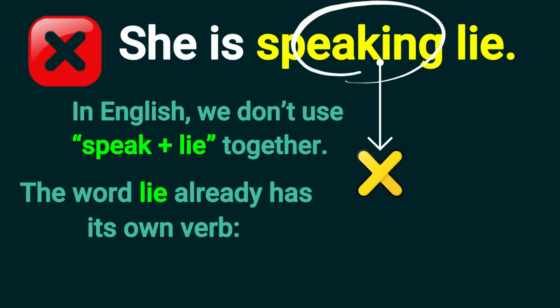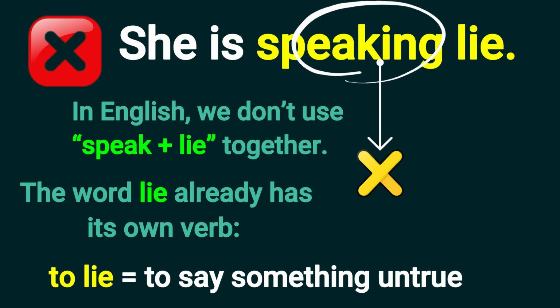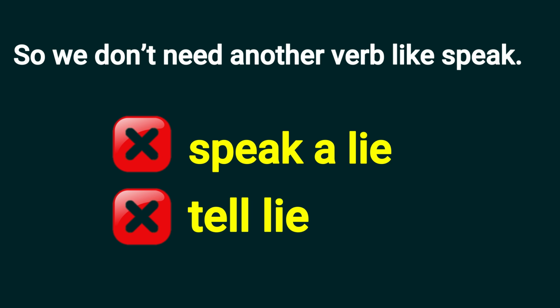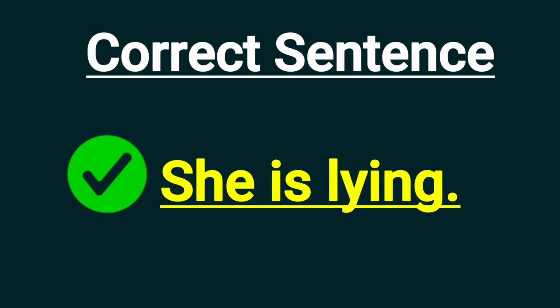The word lie already has its own verb. So to lie means to say something untrue. So we do not need another verb like speak. So speak a lie is wrong. Tell lie is again wrong. So the correct sentence is she is lying.